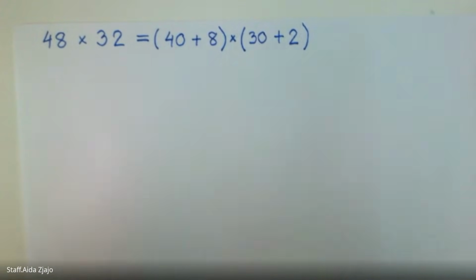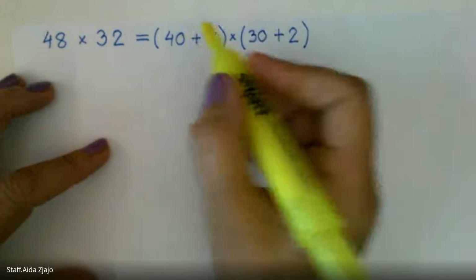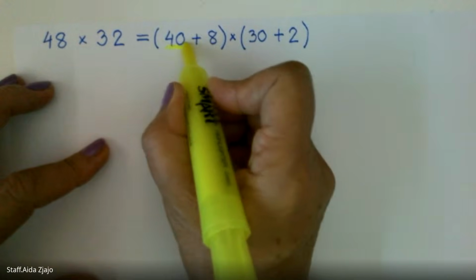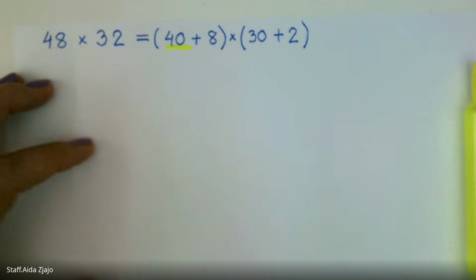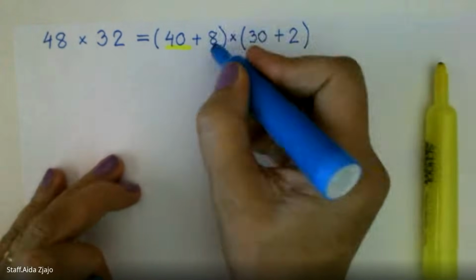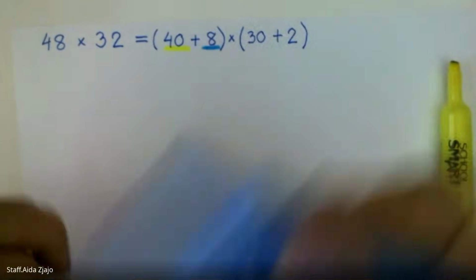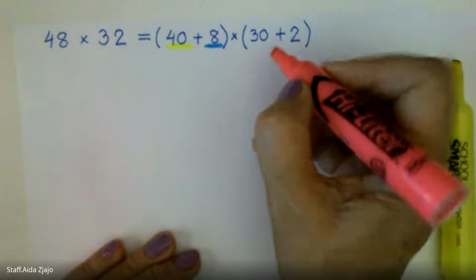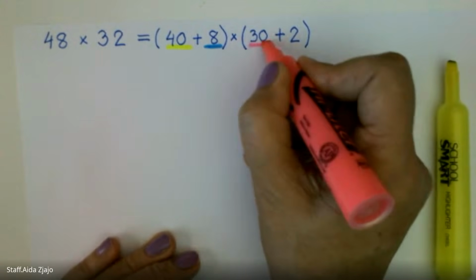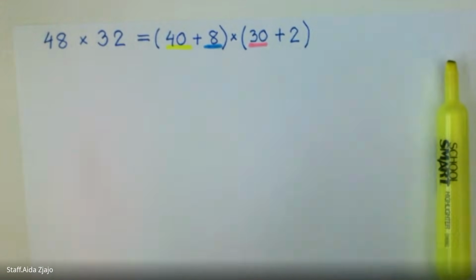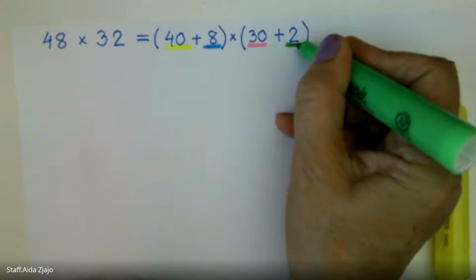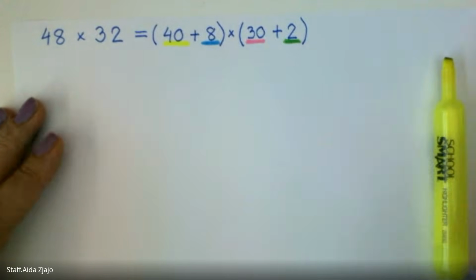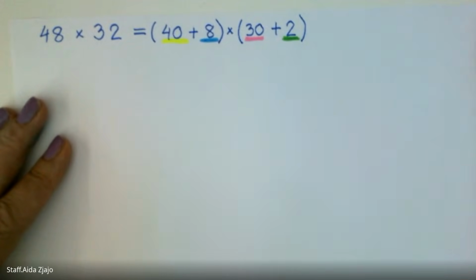I like to use colors. So if I have the 40, that could be yellow. And if I have 8, that could be blue, just the first time would be beneficial. And then 30 could be my pink. And then 2 can be my green. This is very good for ELL students because some of them are very visual learners.